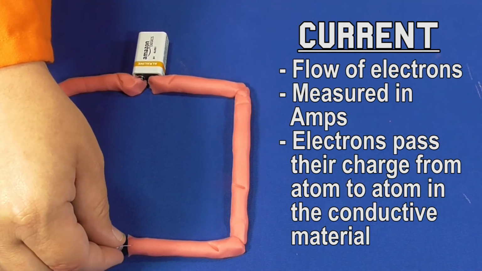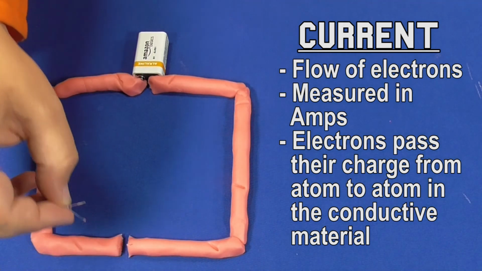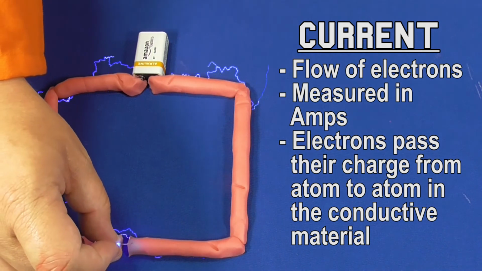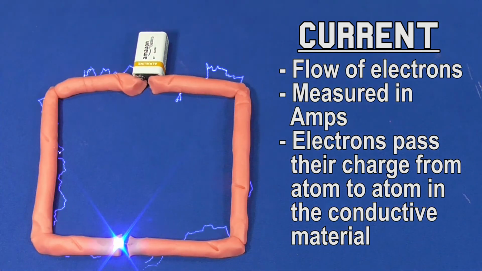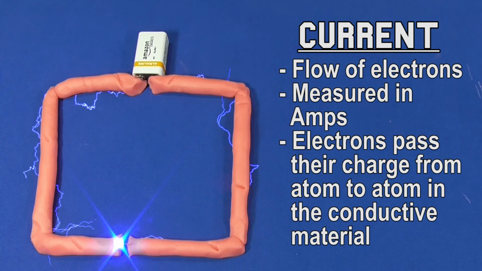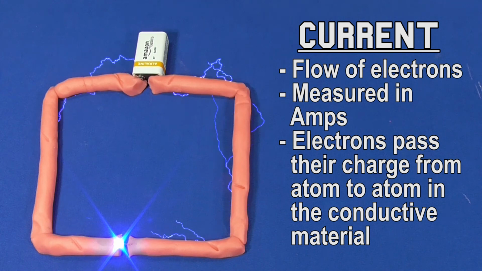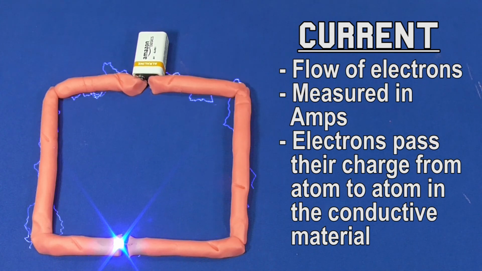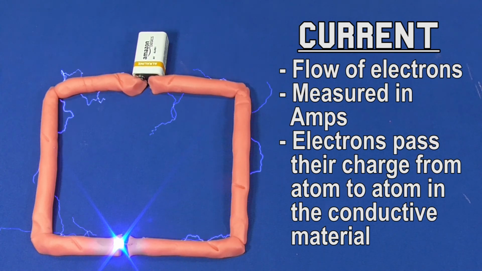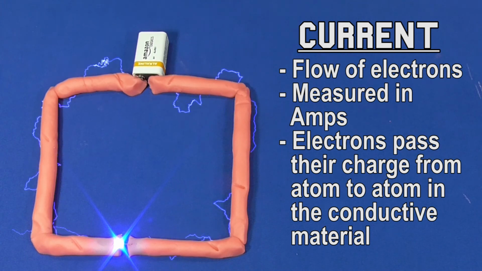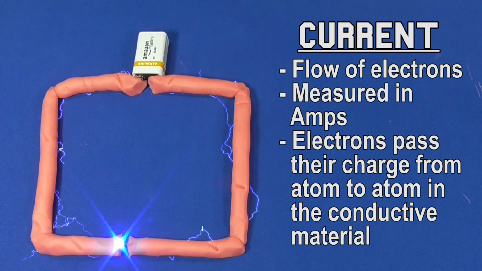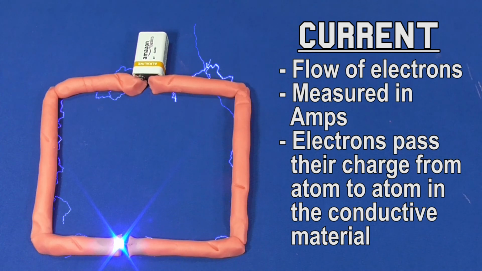The LED only works when aimed in one direction, so the current must be flowing in one direction. The electric current is the flow of electrons. It can be compared to the flow of water in a river. A water current is how much water passes you in a given time, whereas an electrical current is measured in amperes or amps. 1 ampere is 6.25 times 10 to the 18 electrons per second passing through a circuit.